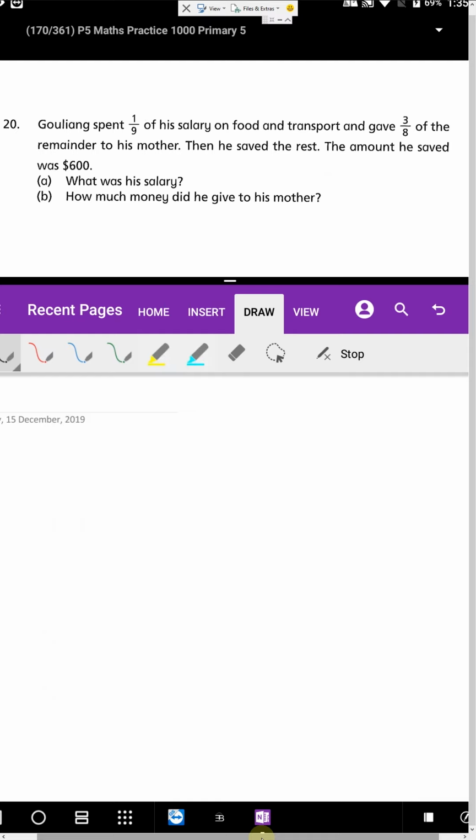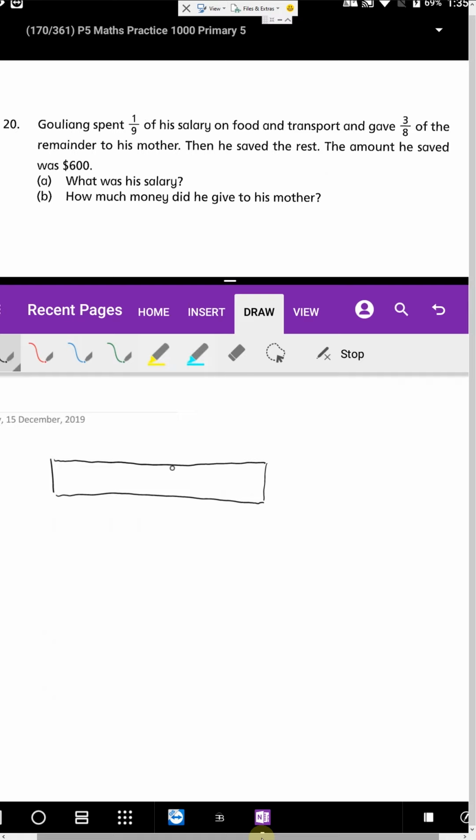So in this question, there are a few items, right? There are salary, food and transport, mother, and he saved the rest. The rest means the saving, right? So now I'm gonna draw the bar first, the bar on the salary. Why am I gonna draw on salary? Because the salary is the original amount of money that Guoliang has. So I'm gonna draw this bar like this. I'm not sure whether it is long enough. Okay, I just stop here first.